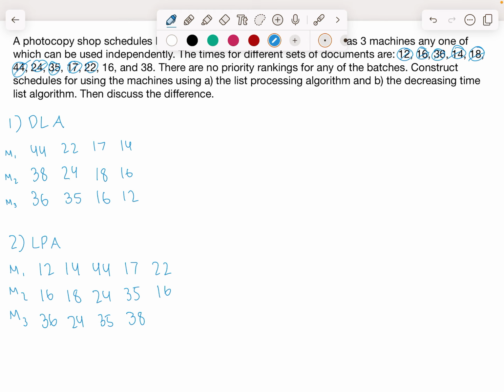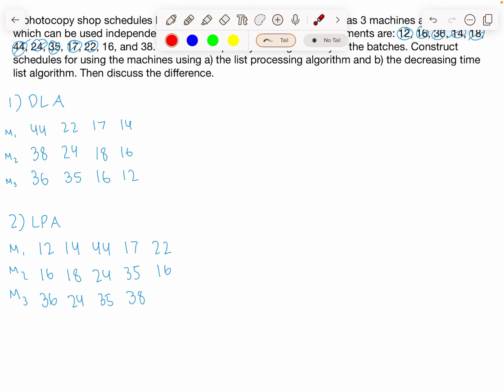Essentially the difference between them is that for the decreasing list algorithm, we start off with the greatest value of time that is given to us, and then work from there and sort those out depending on which task would be finished first. And for the list processing algorithm, it fully depends on the sequence that is given to us rather than the value of the actual number. Thank you.